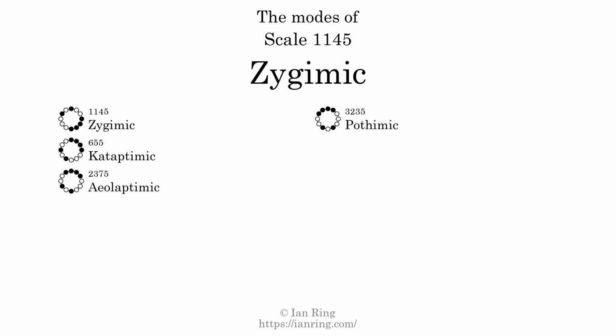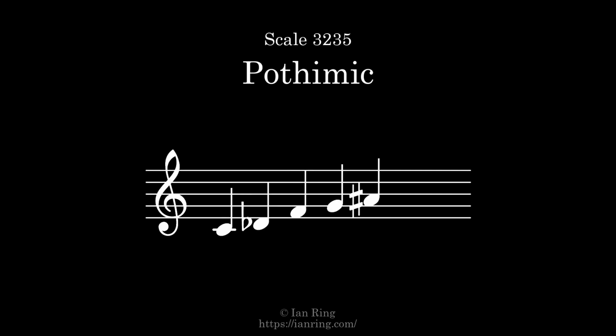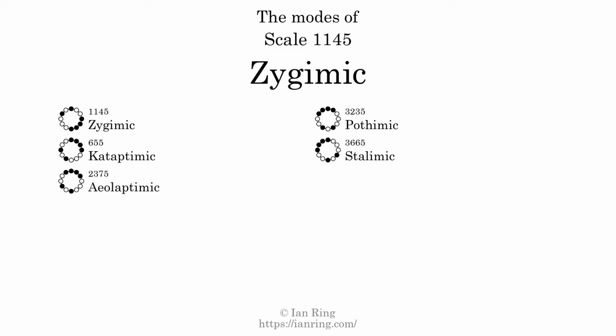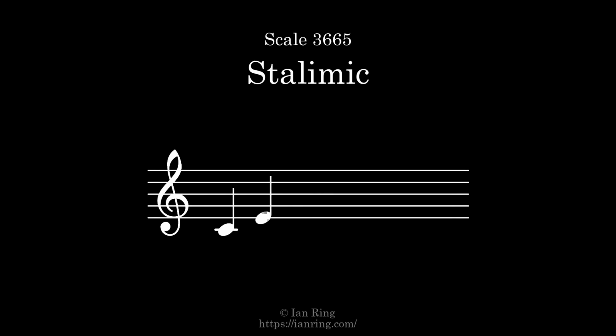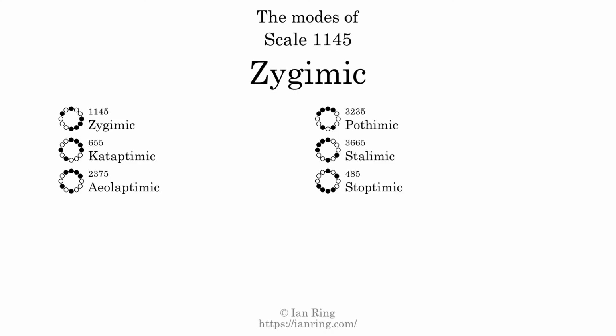The fourth mode is scale 3235, also known as perthymic. It sounds like this. The fifth mode is scale 3665, also known as stalimic. It sounds like this. The sixth and last mode is scale 485. Also known as stoptimic. It sounds like this.